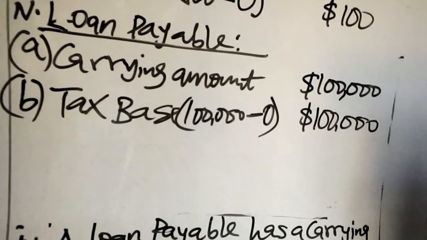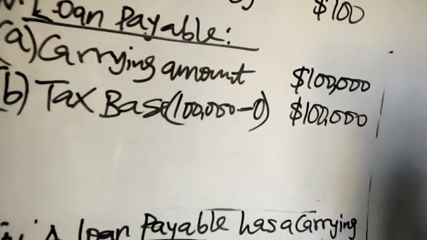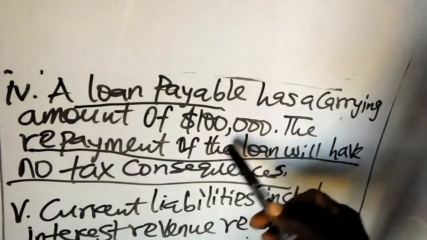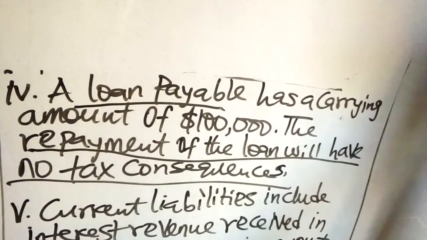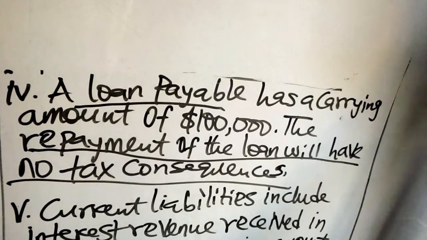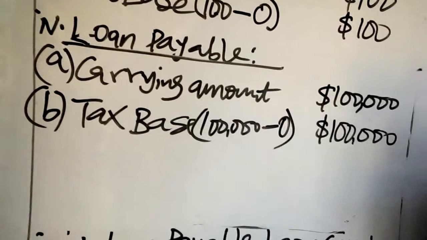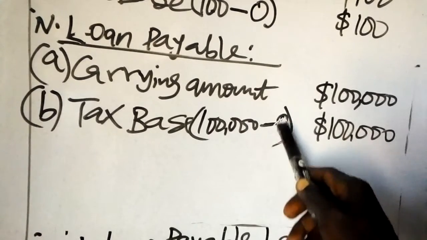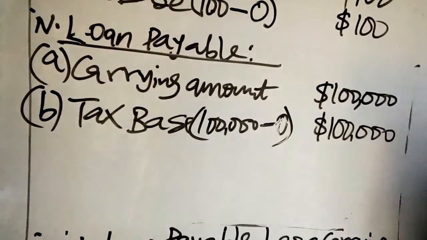I repeat, you were told that the repayment of the loan does not have tax consequence. Therefore, no amount will be deducted in the future period in relation to the loan for tax purpose. So the tax base is the carrying amount minus zero, since zero will be deducted for tax computation. So you have the tax base of the loan to be $100,000.